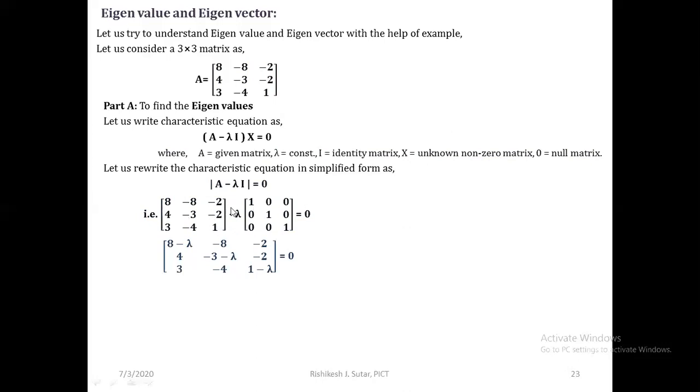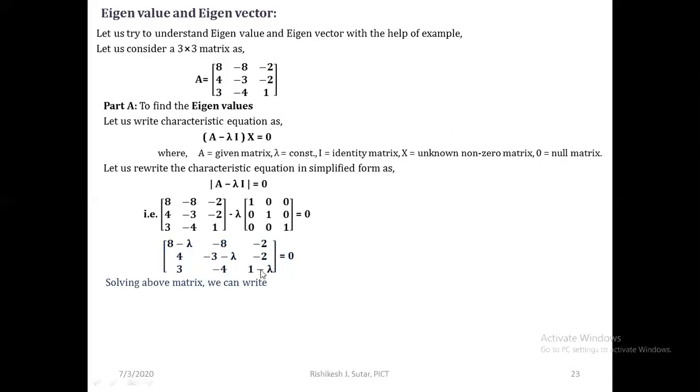After simplifying this, what you can see is there exist only diagonal elements in the identity matrix. So 8 minus λ into 1, that is 8 minus λ, then -3 minus λ into 1, so it is -3 minus λ, and 1 minus λ into 1, that is 1 minus λ. So only these three diagonal elements will change, the rest of all elements will remain as they are. So what you can write is [8-λ, -8, -2; 4, -3-λ, -2; 3, -4, 1-λ] is equal to 0.